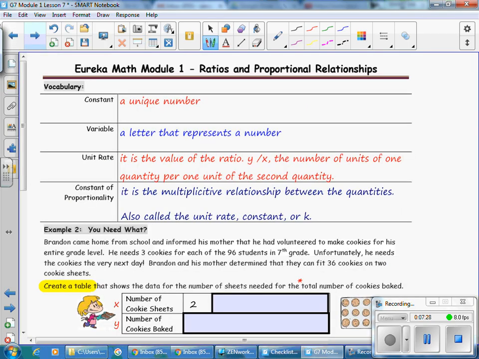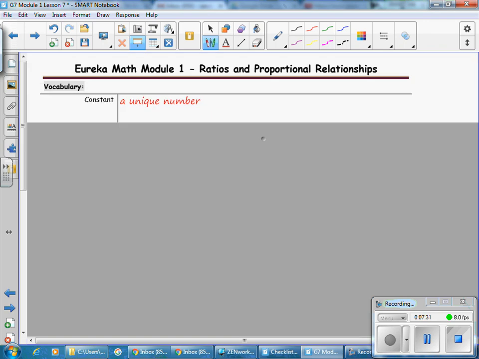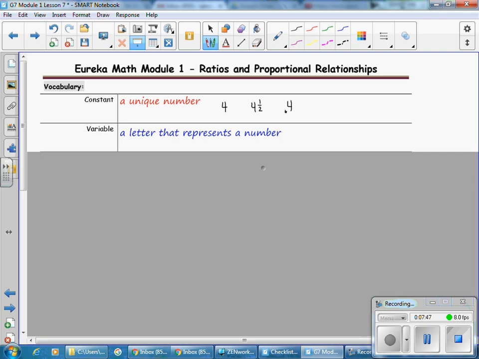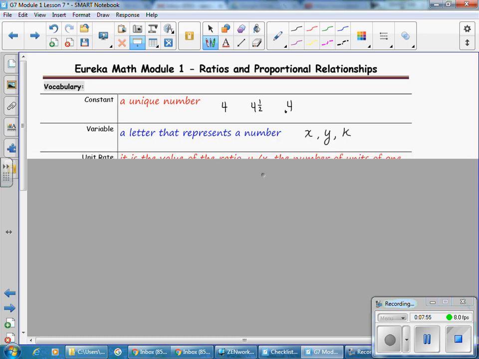So let's go over some vocabulary on the next page. A constant is a unique number. So a constant is just a number, like 4, 4.5. It can be a whole number, it could be a decimal. A variable is a letter that represents a number, such as x, y, or k, are some examples.